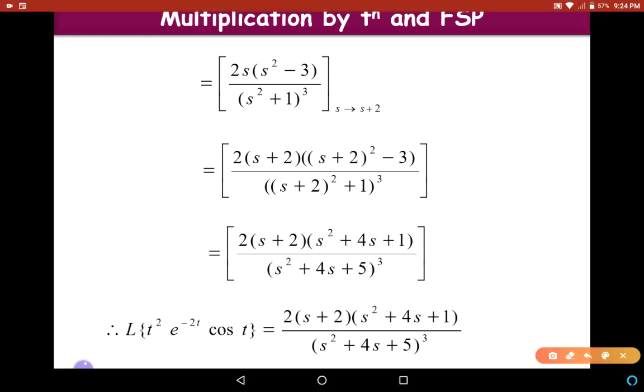Here what you need to apply is, we applied first shift property for t square into cos t and L of t square into f of t property for cos t. So we use two properties here, multiplication by t power n and first shift property. You can apply any of the properties first and the second one later.